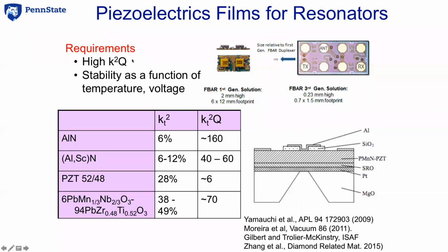The key figure of merit for this application is the coupling coefficient K squared times the mechanical quality factor of the resonator. Materials like aluminum nitride or aluminum scandium nitride have really very modest coupling coefficients due to their modest piezoelectric responses. But because there are almost no mechanisms for mechanical loss in those materials, the quality factors are really quite high. The net result is that materials like aluminum scandium nitride are currently the gold standard in this application.